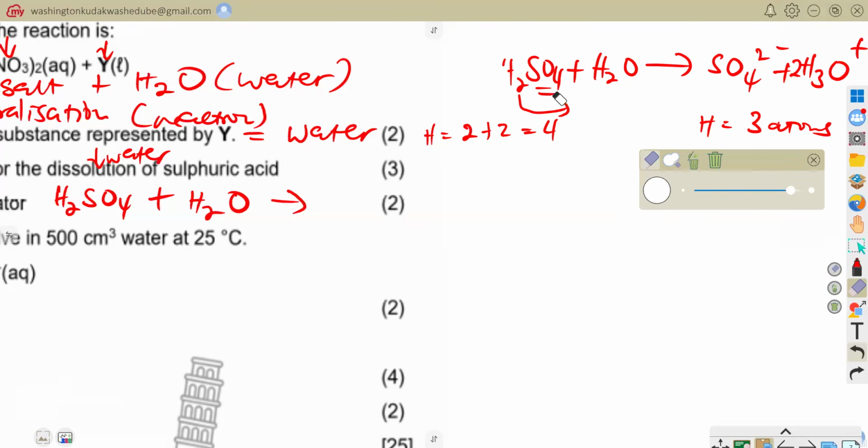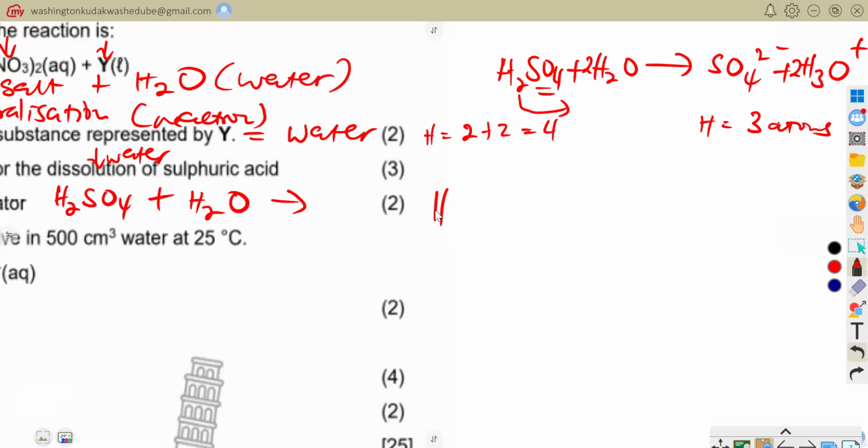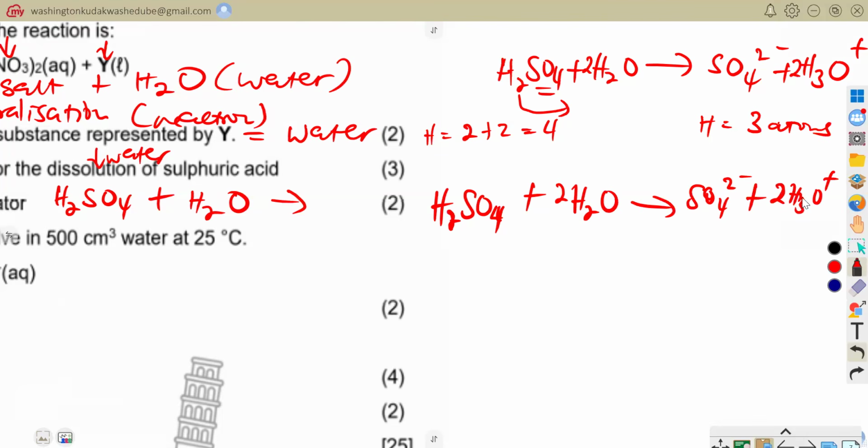So it would be easier if I go to water directly, and multiply by 2 there. So that at the end of the day, the final reaction would look like this, which is a balanced equation. It will look like these are your sulfate ions plus your 2H3O plus ions. So this is the reaction of the dissolution of sulfuric acid.